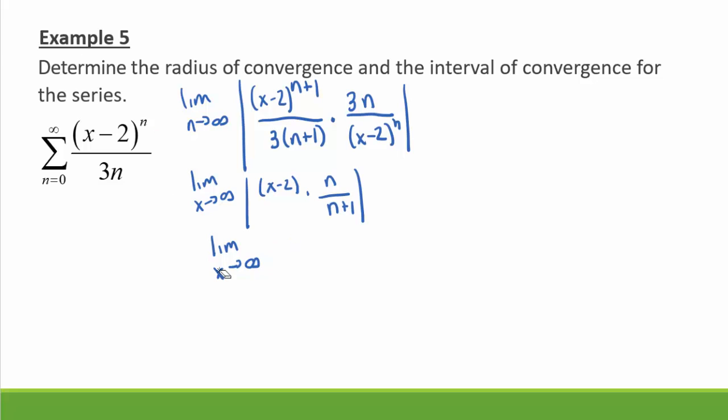I don't know why I'm rewriting that. So my limit, therefore, equals |x minus 2|. So remember that negative 1 less than x minus 2 less than 1. Add 2 to both sides. You get 1 less than x less than 3. Now again we test the endpoints.